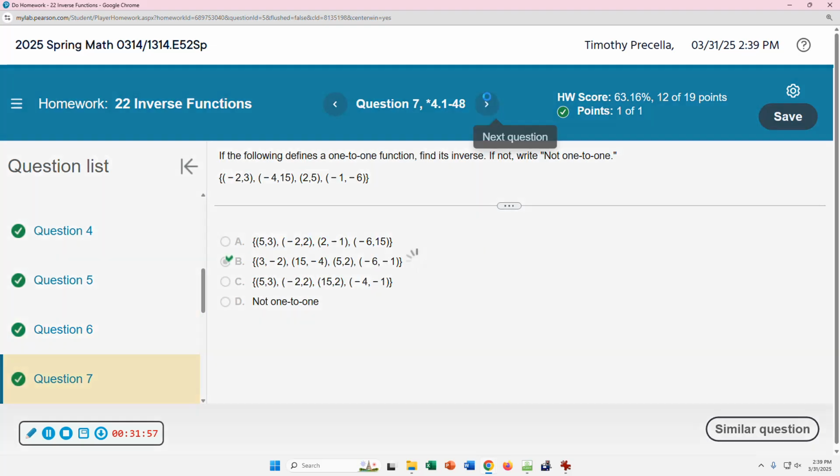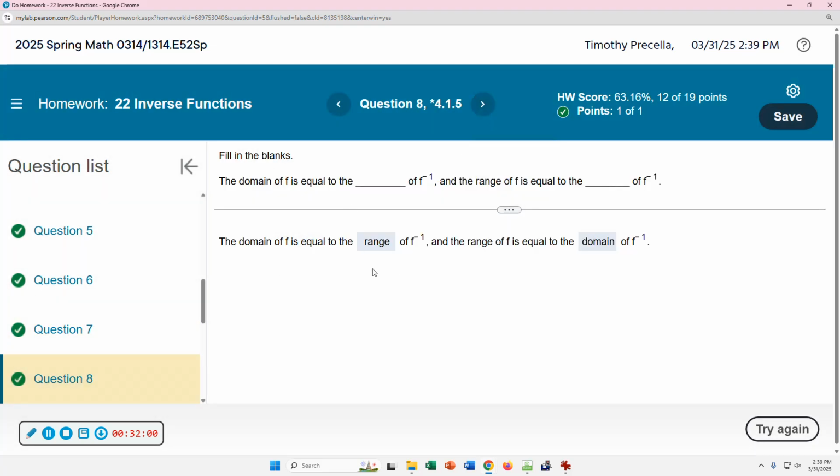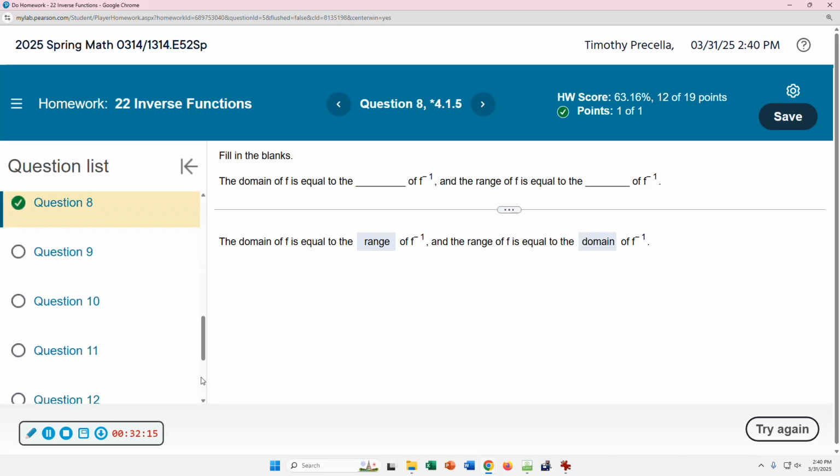Show them number 8. Remind them of this important concept. Domain of F is equal to the range of F inverse. Range of F is equal to the domain of F inverse. We don't spend a lot of time finding ranges of functions. We're more interested in the domain of functions. And here's a strategy to find the range of a function: find the inverse, and then use your domain rules. We're going to have a process for finding the inverse of a 1-to-1 function. So if you ever needed the range of a function and you don't have the graph to look at it, then find the inverse and apply your domain rules.